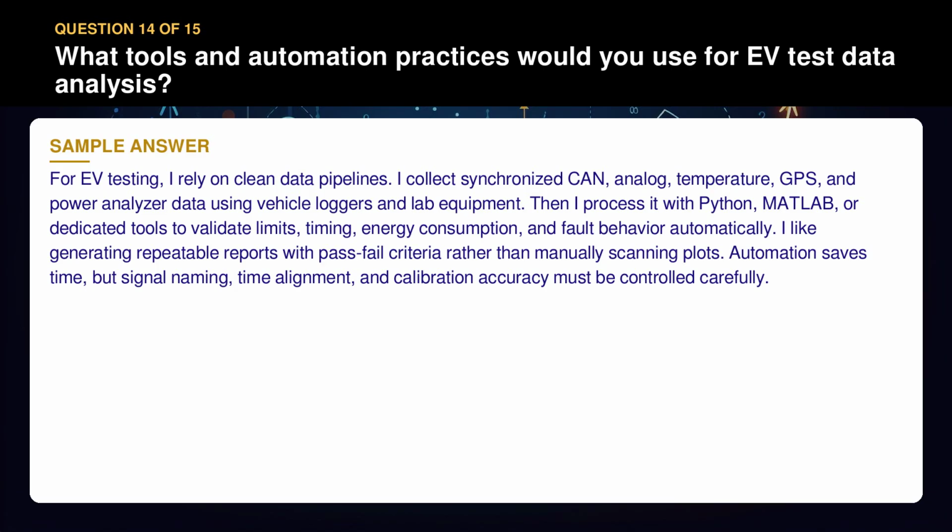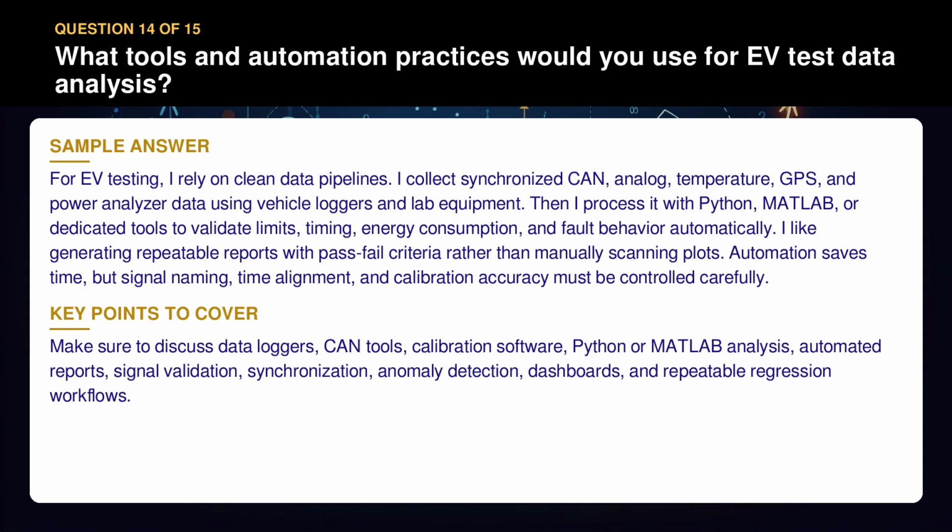Automation saves time, but signal naming, time alignment, and calibration accuracy must be controlled carefully. Make sure to discuss data loggers, CAN tools, calibration software, Python or MATLAB analysis, automated reports, signal validation, synchronization, anomaly detection, dashboards, and repeatable regression workflows.